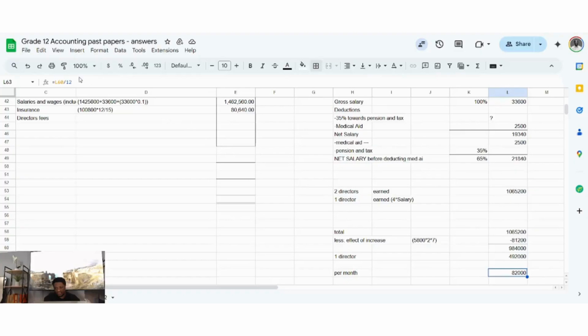Wait, let's see, is it 82? That seems quite high. Yes, I put the wrong amount. It should have been 492,000 divided by 12, which works out to 41,000. So they would have earned 41,000 per month. And so before the increase they earned 41,000, and after the increase, it means they earned 46,800. But the new director only would have earned 4 times the salary, which would have been 41,000.